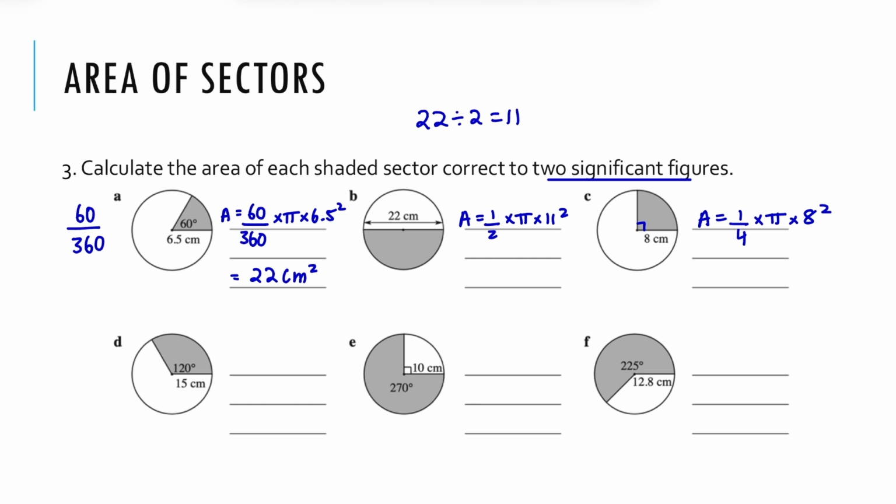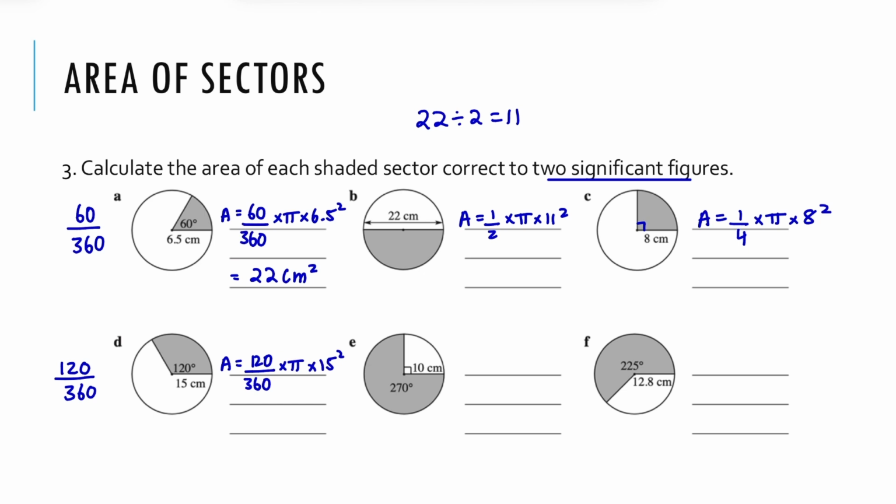When I get to D, now here, remember I need my fraction over 360. So to find my area, the first thing I'm going to put into my calculator is the fraction multiplied by pi multiplied by 15 squared, or the radius squared.